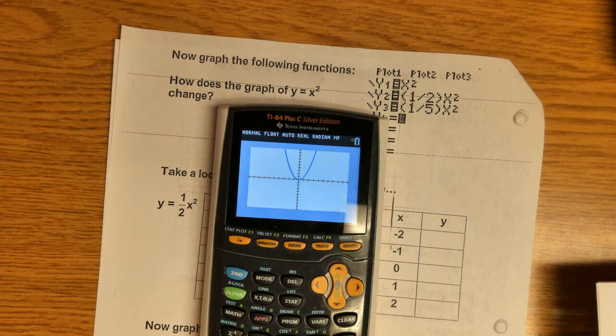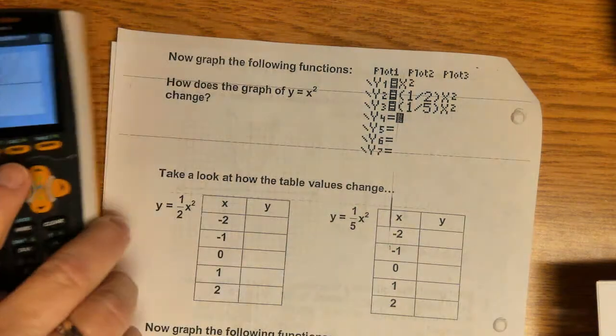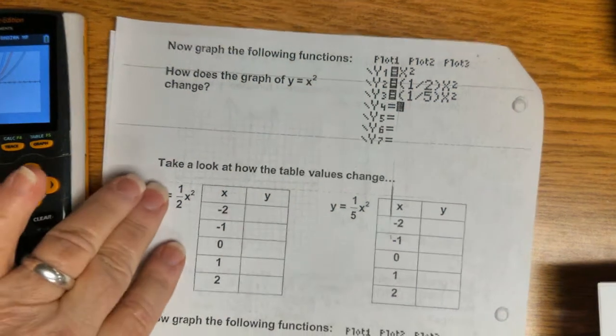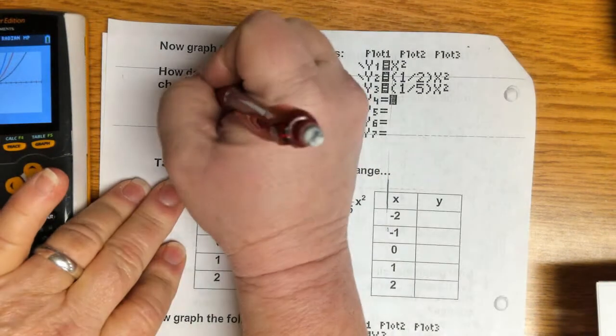And you see our parent. Ooh, there's half x squared. And there is 1/5 x squared. So it's the parabola, I want to say, is getting fatter, isn't it? It's getting wider. Okay? So how does the graph of y equals x squared change?